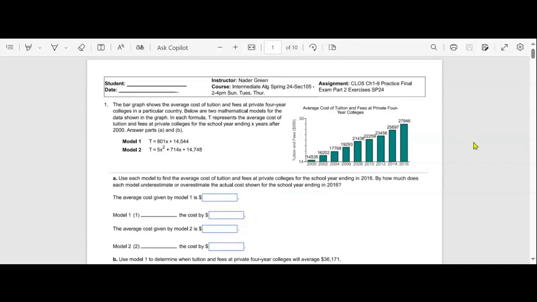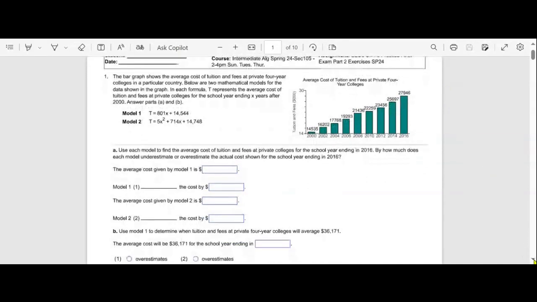Mohammed, can you please read question number one? Yes. Question number one. The bar graph shows the average cost of tuition and fees at private four-year colleges in a particular country. Below are two mathematical models for the data shown in the graph. In each formula, T represents the average cost of tuition and fees for the school year ending X years after 2000. Answer part A and B.